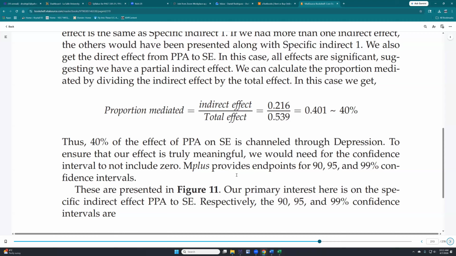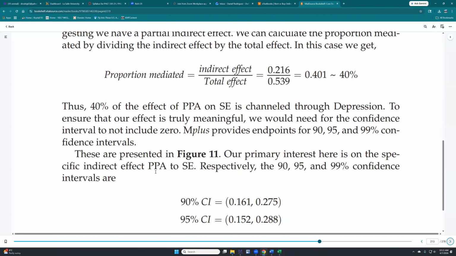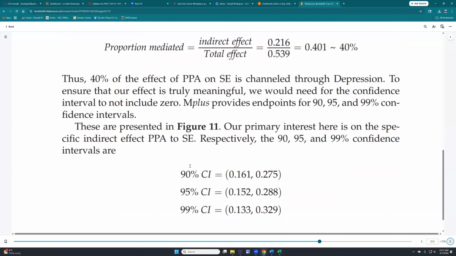To ensure that our effect is truly meaningful, and this is really important, we need the confidence interval not to include zero. A confidence interval including zero means that the population includes no effect, no indirect effect, and we don't want that. Zero would be within that interval somewhere, or in other words, the interval would cross zero. You can have 90, 95, or 99% confidence intervals.